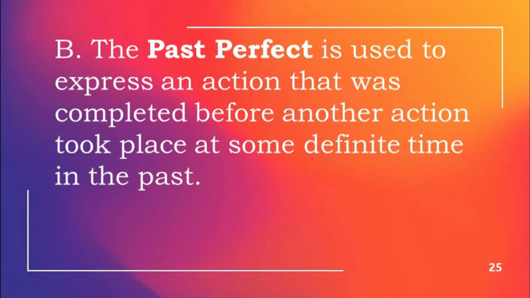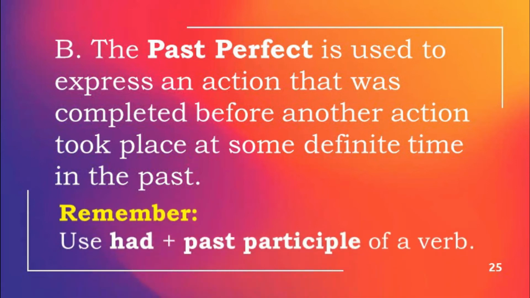Letter B. The past perfect is used to express an action that was completed before another action took place at some definite time in the past. Remember, use had plus past participle of a verb.